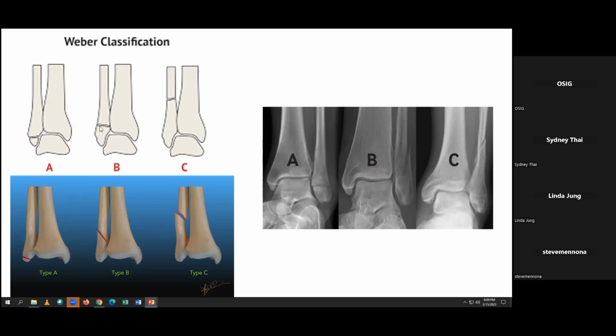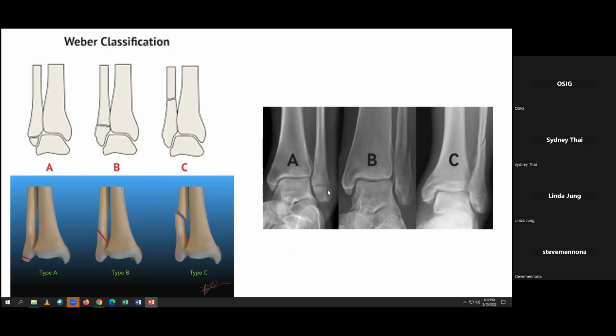Your Weber B is at the level of the syndesmosis. That gets a little bit trickier because that one can be unstable or it can be stable too. And there are some ways to discern that. And then your Weber C is suprasyndesmotic, so it's way above the syndesmosis. That has the highest likelihood of having a syndesmotic injury because your interosseous ligament that goes between your tibia and your fibula is usually injured with that.